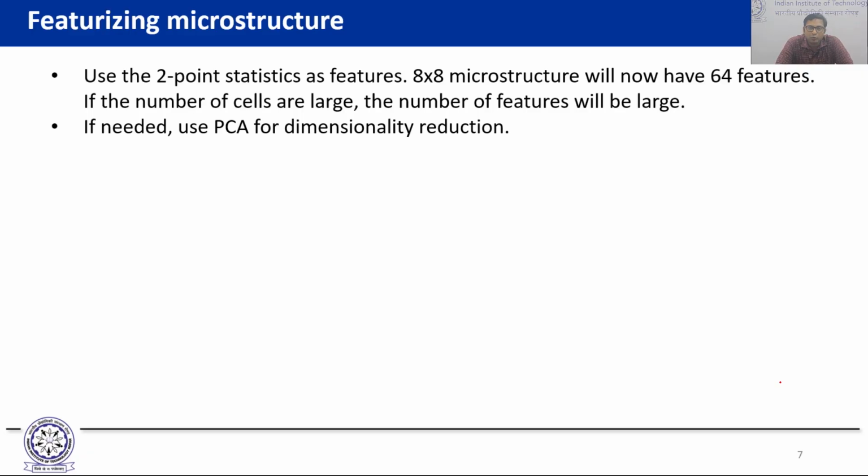If we are looking at 2-point statistics as features, and let us say that we are looking only at a unit vector separation, we are not even looking over multiple separation ranges, we are only looking at a unit separation. Even if your microstructure is so small and so blurry that it has basically an 8 by 8 image, this microstructure is now going to have 64 features.